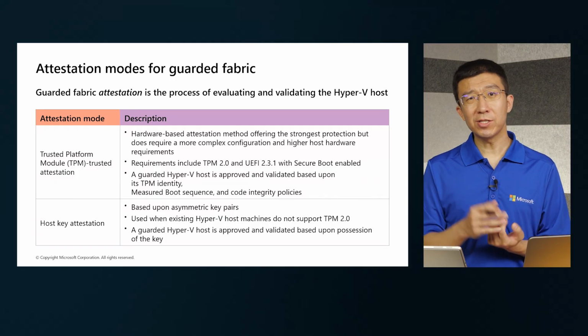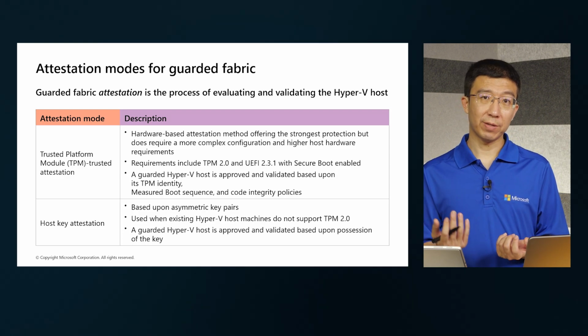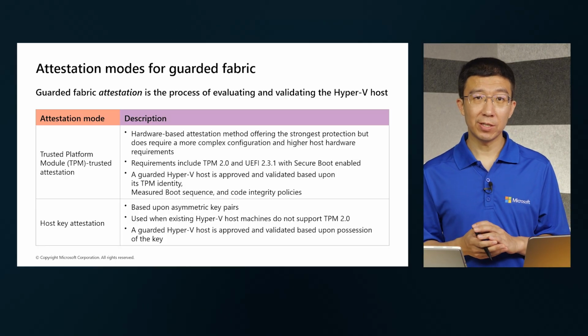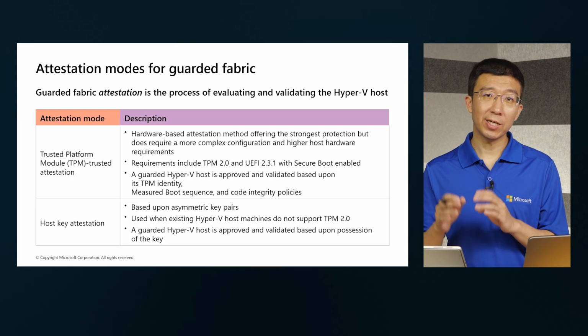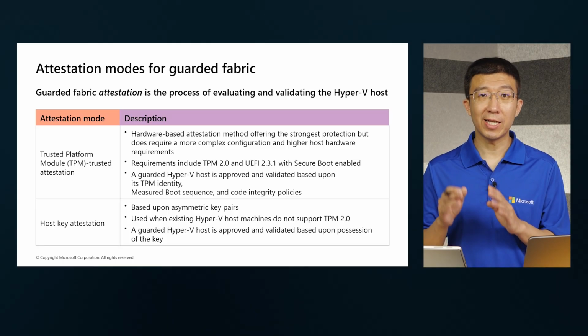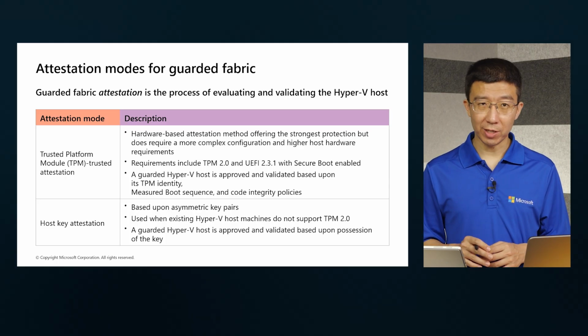Attestation is how the system verifies that a Hyper-V host is trustworthy. There are two modes: TPM Trusted Attestation and Host Key Attestation. Choose TPM Trusted Attestation whenever possible for maximum security.